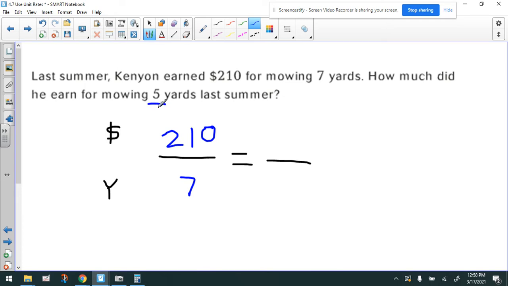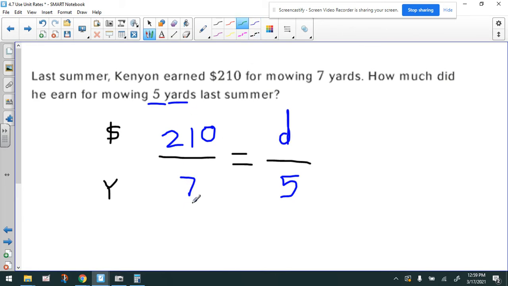And we want to know for 5 yards. So we have to decide where to put the 5. Since it's not talking about dollars, it's talking about yards, we'll put it on the bottom. Now, if these numbers had been compatible, like if this had been a 10 or a 15 or something that was a multiple of 5, then it wouldn't be necessary to reduce this. But since it's not compatible, let's look at seeing if we can get this to be a unit rate.